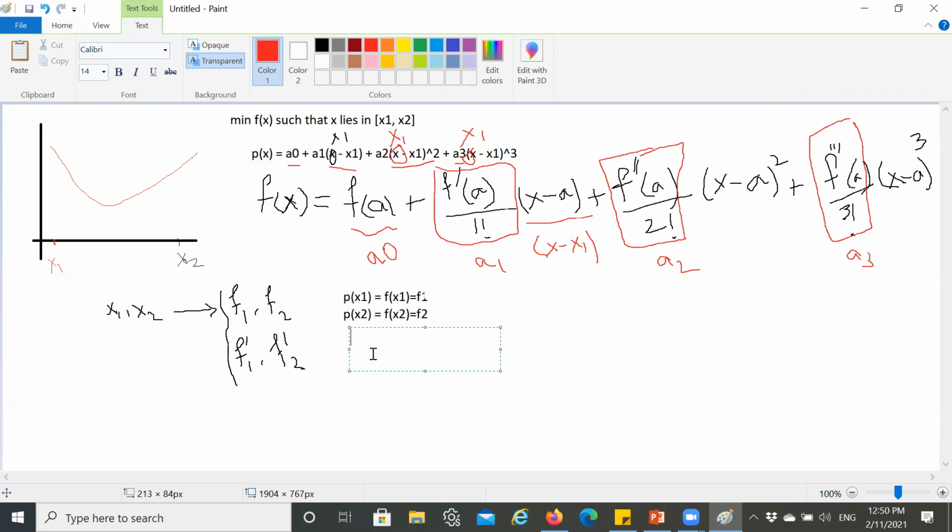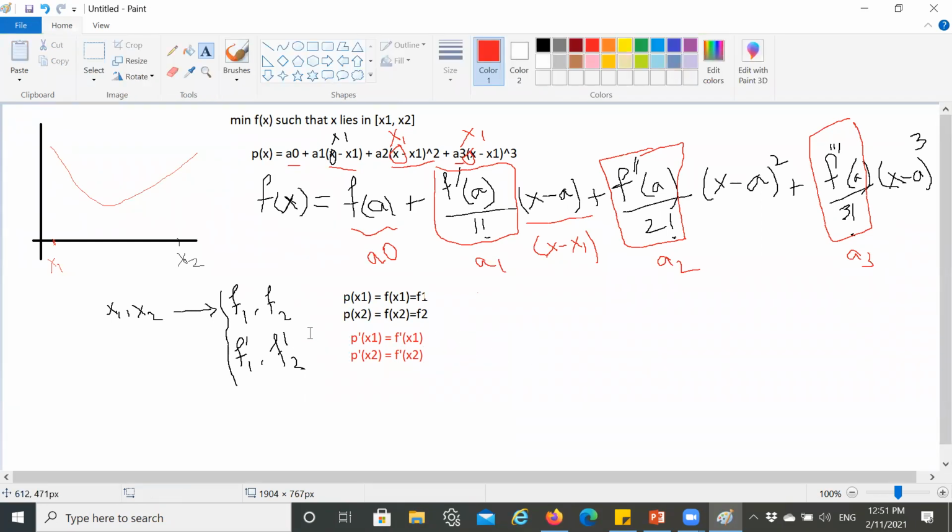So our next 2 point equations would be p prime of x1, which would actually be f prime of x1, right? And the next one would be p prime of x2, which is equal to f prime of x2. So now I have my 3 equations. Now we see how, based on these 3 equations, we can find 3 equations in terms of a naught to a3.